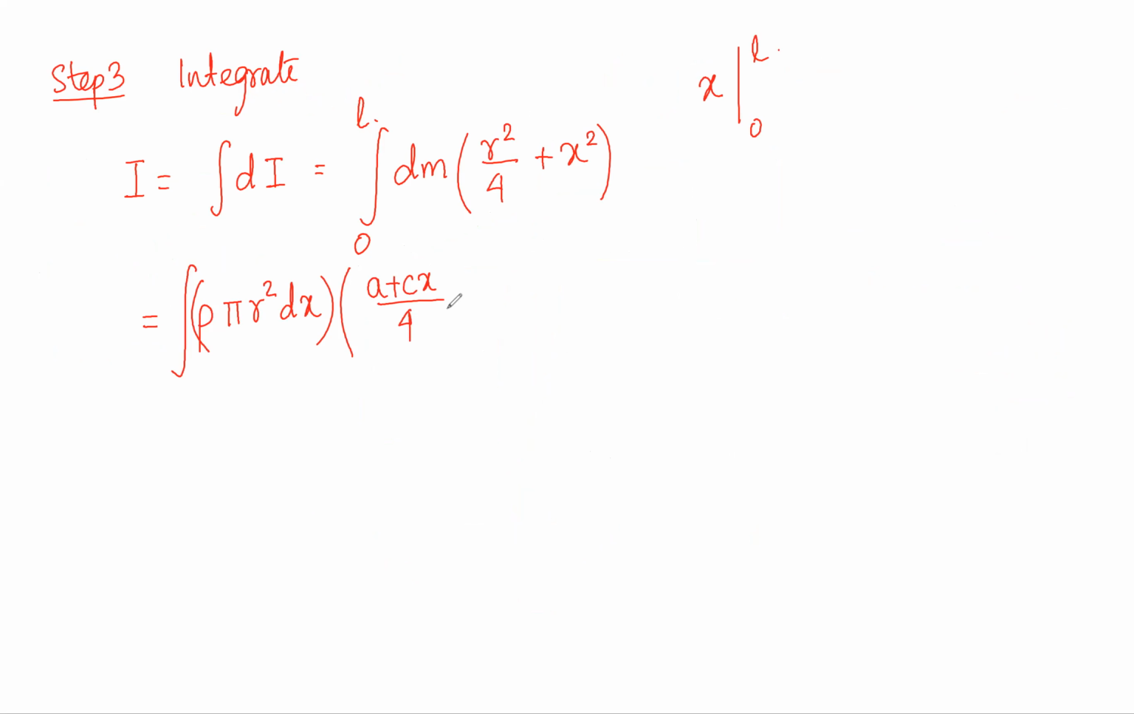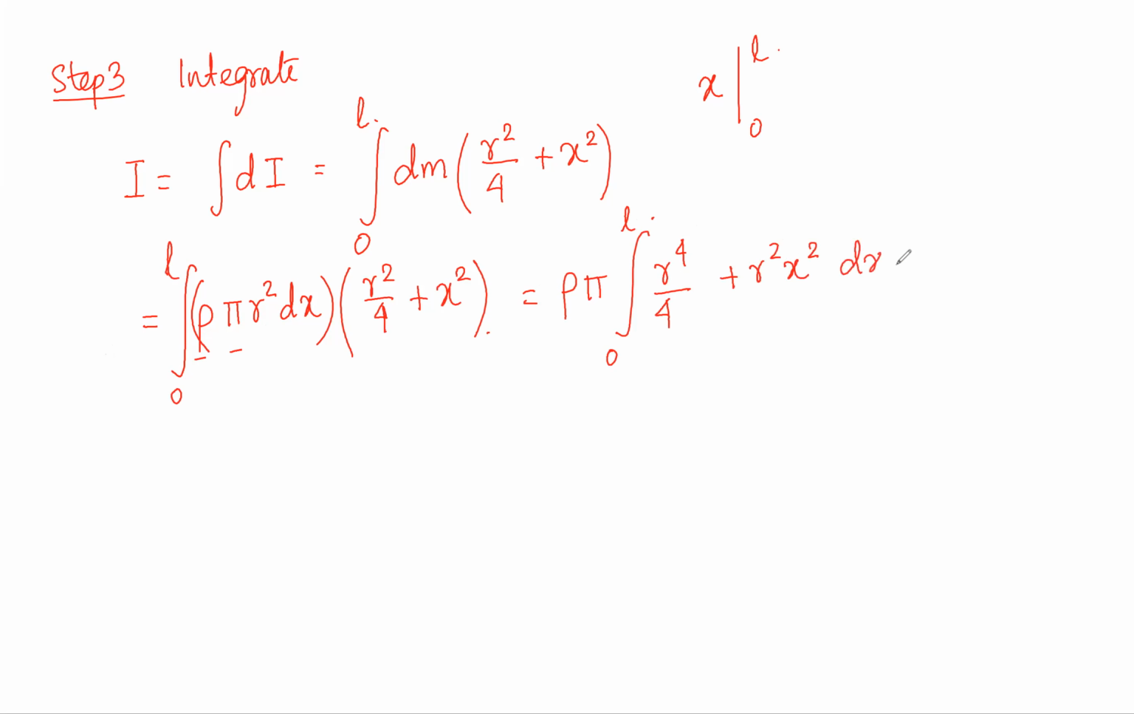So first of all, what I'll do is I'll substitute everything at once, so I'll not confuse you. r square divided by 4 plus x square. Move whatever is constant out first. So rho is a constant, pi is a constant, move them out. So you will get rho pi multiplied by integral 0 to L, multiply in by r square. So you will get r to the power 4 divided by 4 plus r square x square dx.